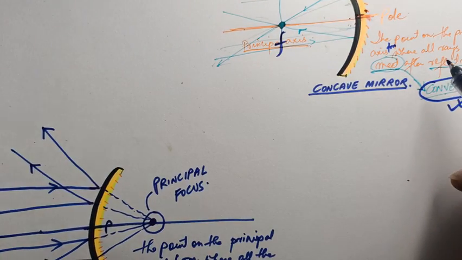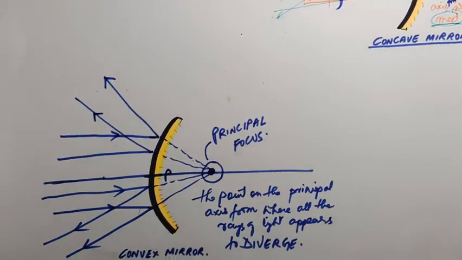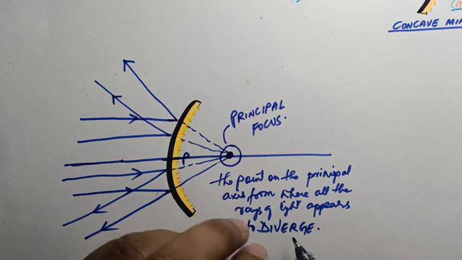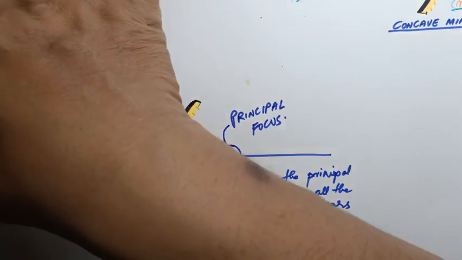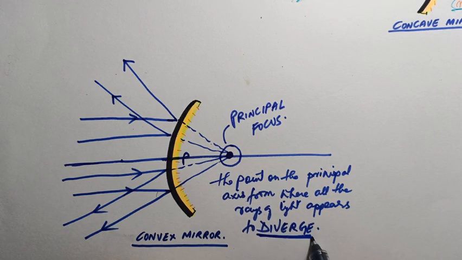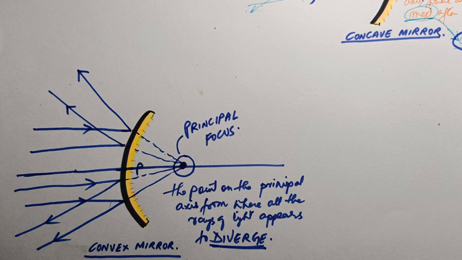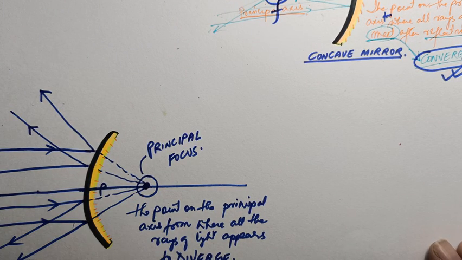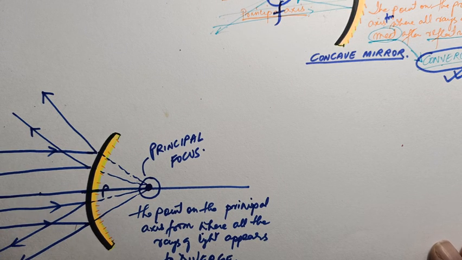In case of a concave mirror, the rays of light converge, meet on the principal axis, whereas in case of a convex mirror, the point on the principal axis from where all the rays of light appear to diverge is called the principal focus. This is a very important term, even from the exam point of view, and when we are doing numerical problems.